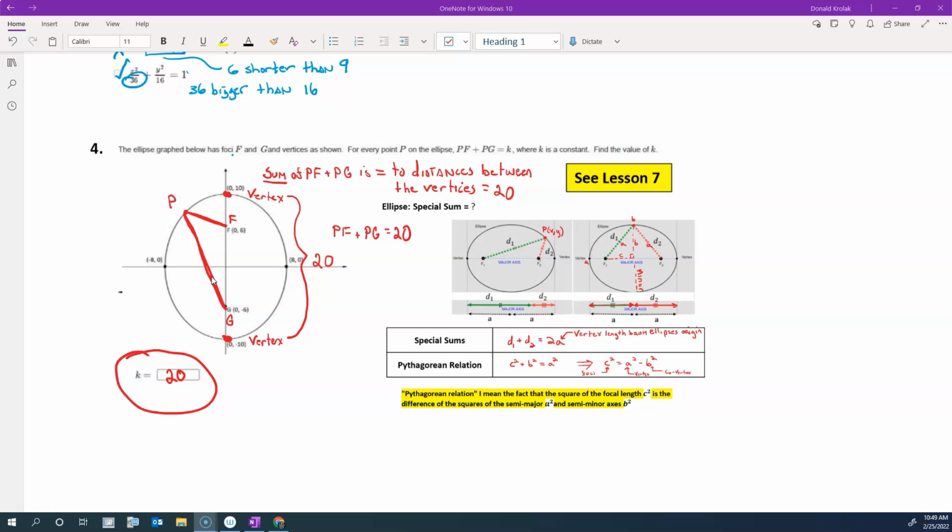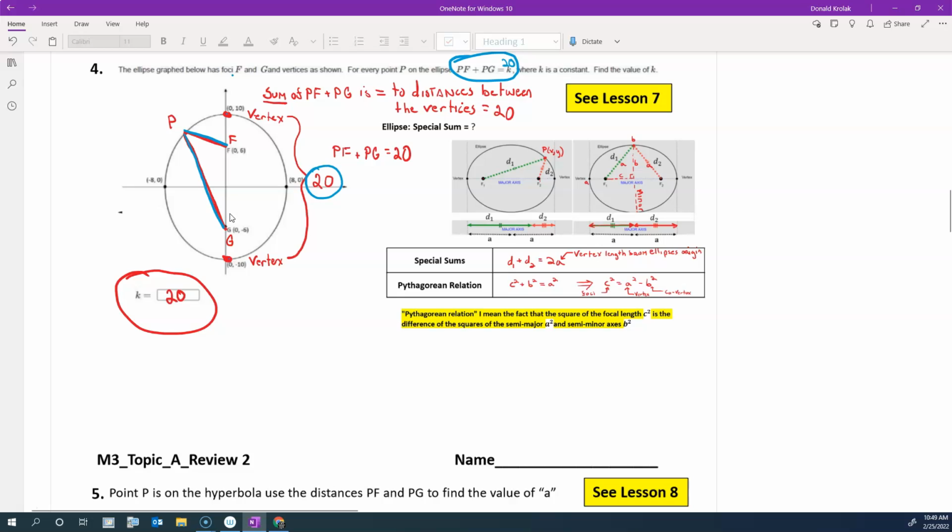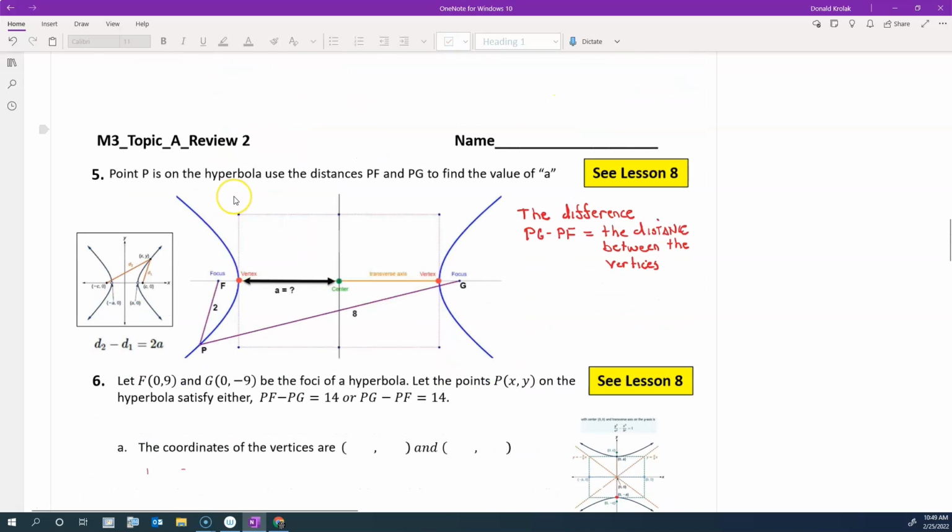When we looked at an ellipse, if I took the distance from P to G and added it to P to F, if I added those two distances, I get the distance between the two vertices, which in this case is 20. So PF plus PG equals K. K would have to be 20 when you add those. Now, when you do it to a hyperbola, you don't add them to get the distance between the vertices, you subtract them.